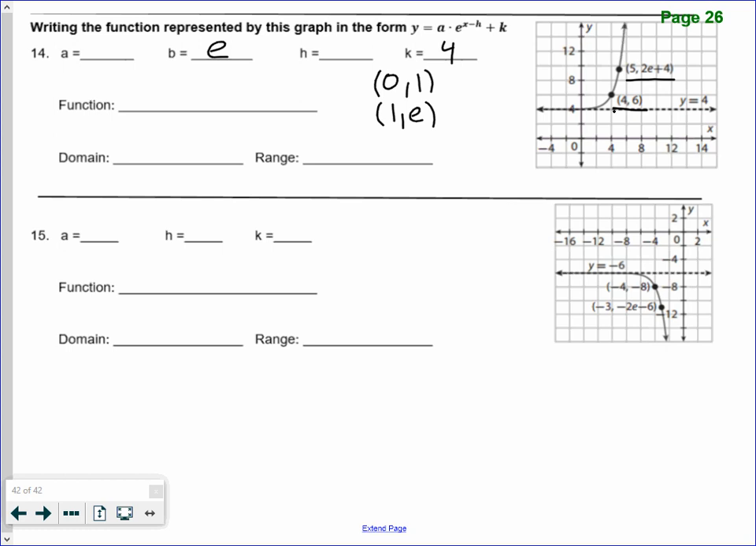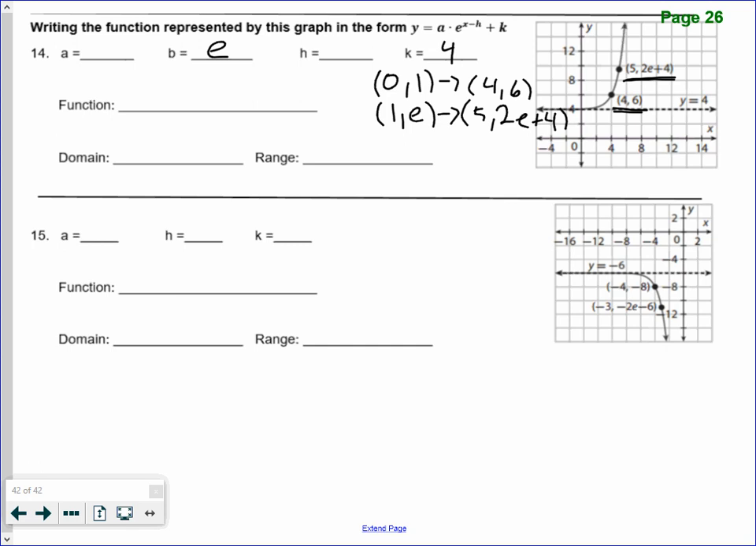So comparing these 2 points over here, we can kind of assume that 1, e is going to go to 5, 2e plus 4. That's just because it has an e in the y value, so that's kind of a dead giveaway that it's going to be paired with 1, e. And 0, 1 will pair to 4, 6.